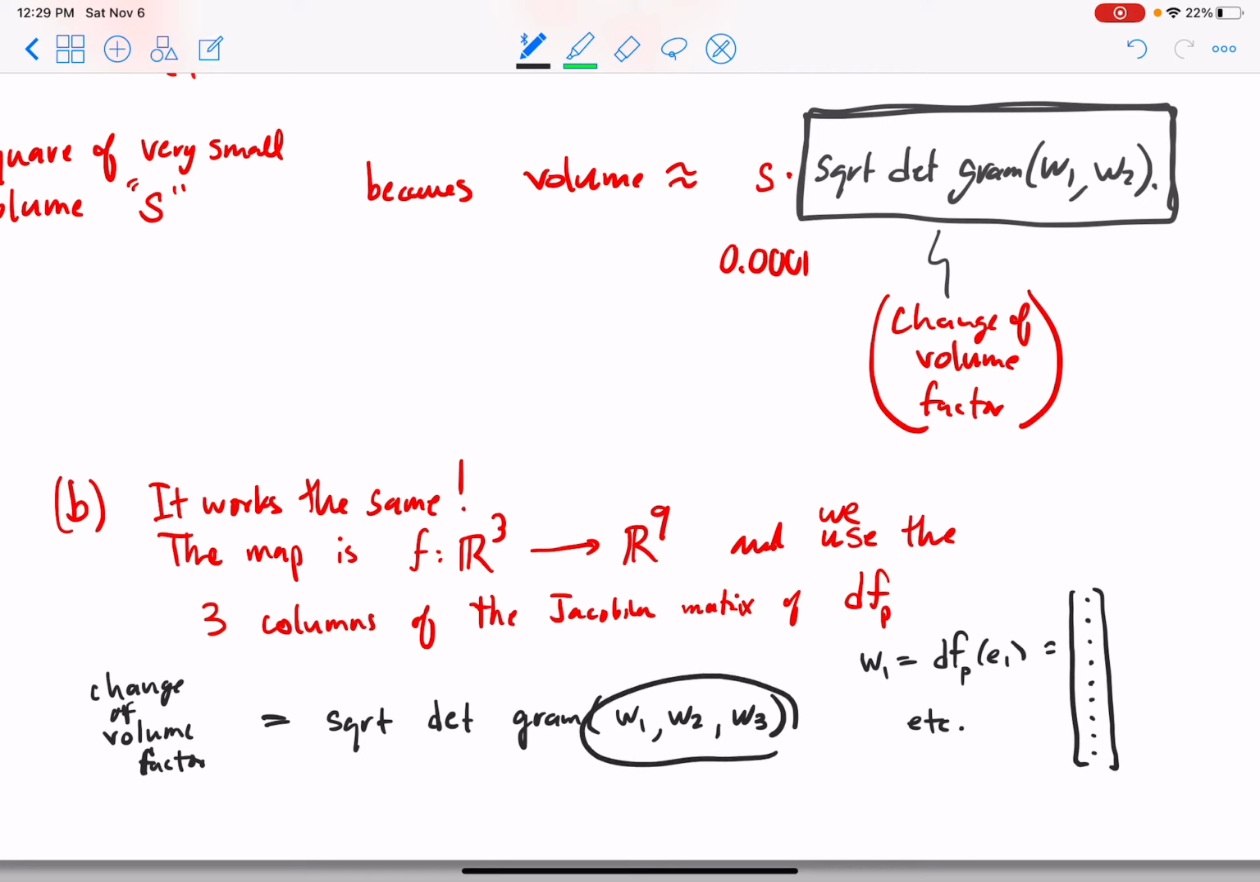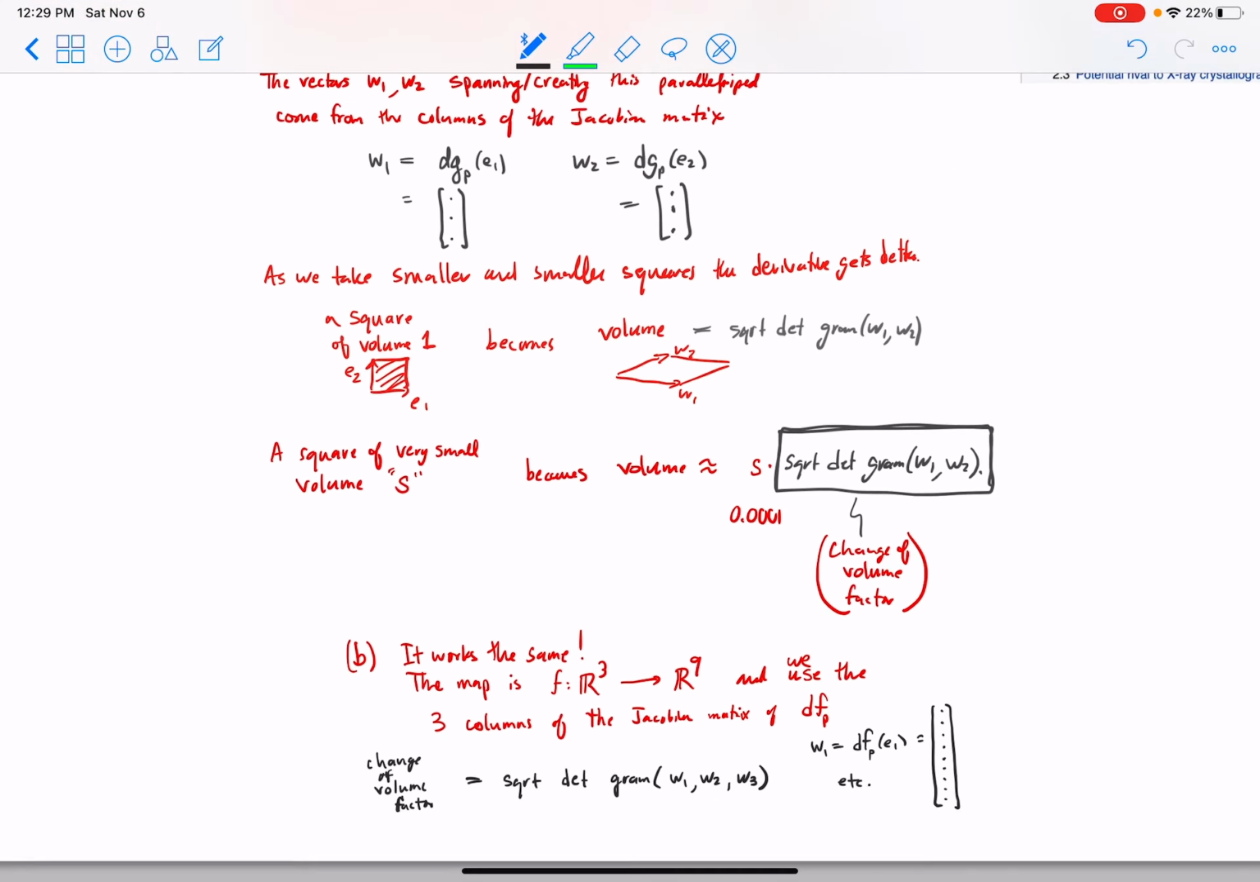The Gram matrix will be a 3x3 matrix. And you can take the determinant of a 3x3 matrix, and you can take the square root of a number. And we have done all of this before, and now you can do cryo-EM. You can average over the group of rotations, which is a 3-dimensional manifold living inside of the 9-dimensional space of 3x3 matrices. Okay, that's all.